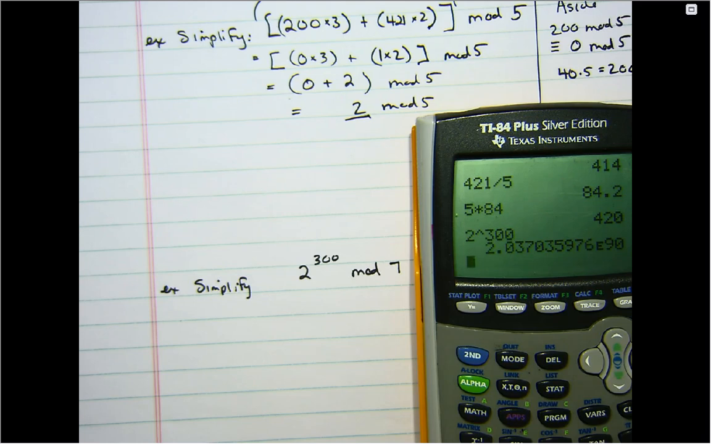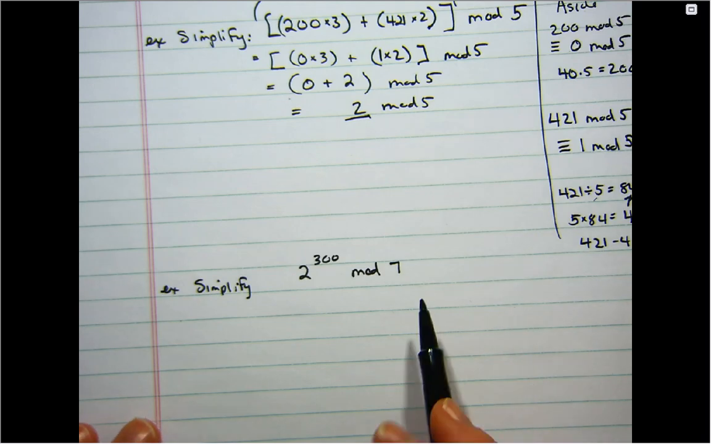It's scientific notation. It means times 10 to the 90th power. So it means you can move your decimal place 90 places to the right. So this is a really big number. It has 91 digits because you'd have 2 and then 90 more digits after it.